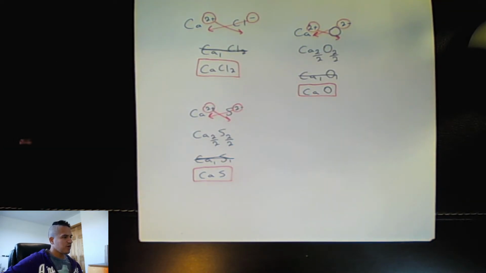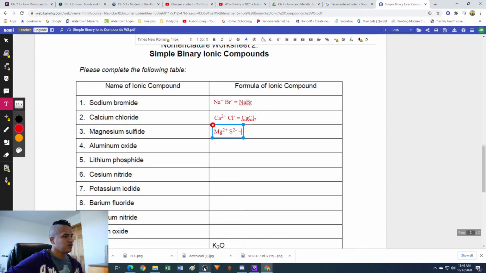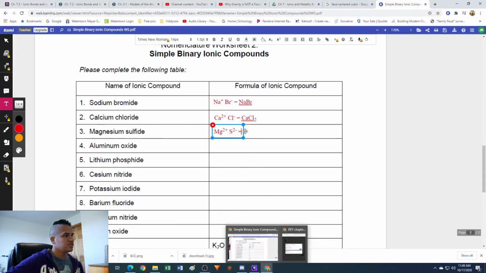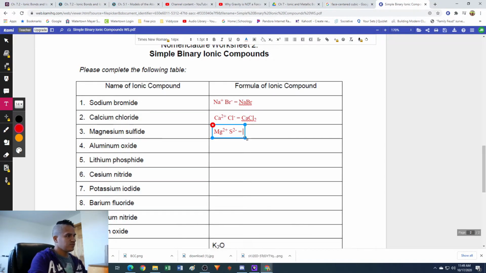Okay, so let's go back to our practice sheet and write this in here. Oh, I wrote calcium, I'm sorry, this is magnesium. So that whole problem that I just did, it's Mg, not calcium, but the charge on the magnesium and calcium is still the same.